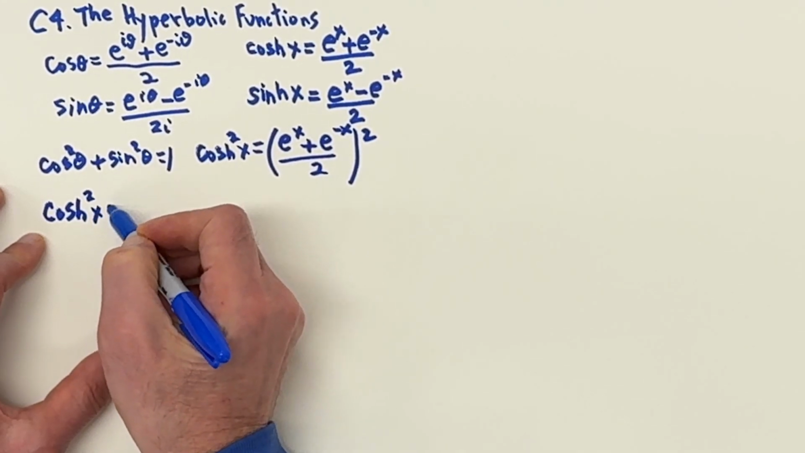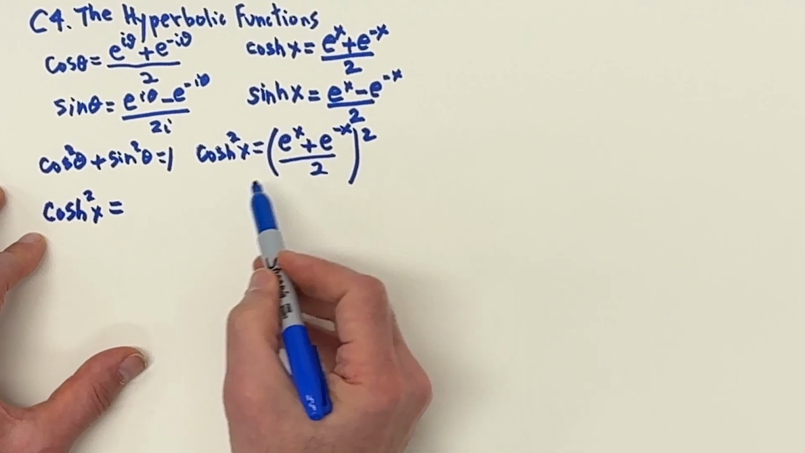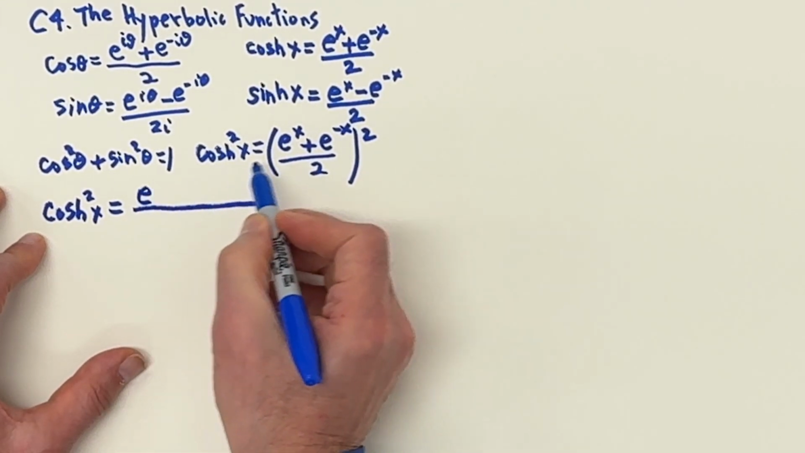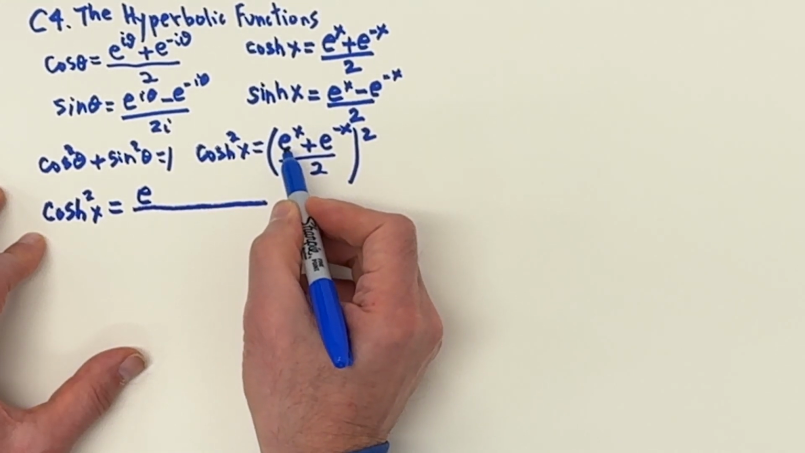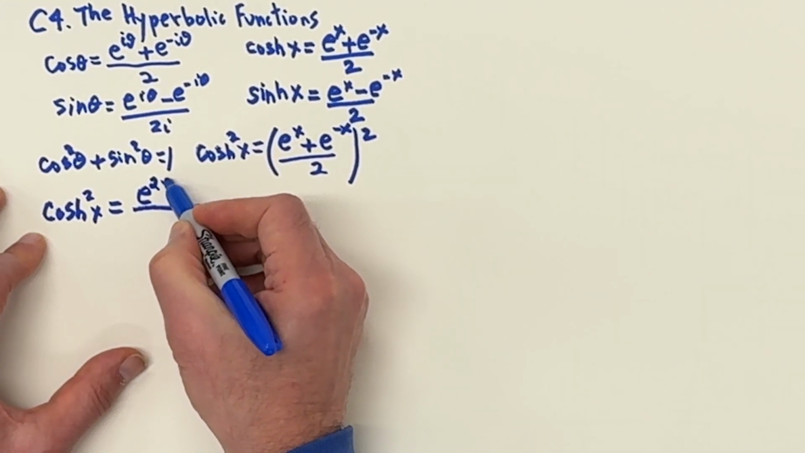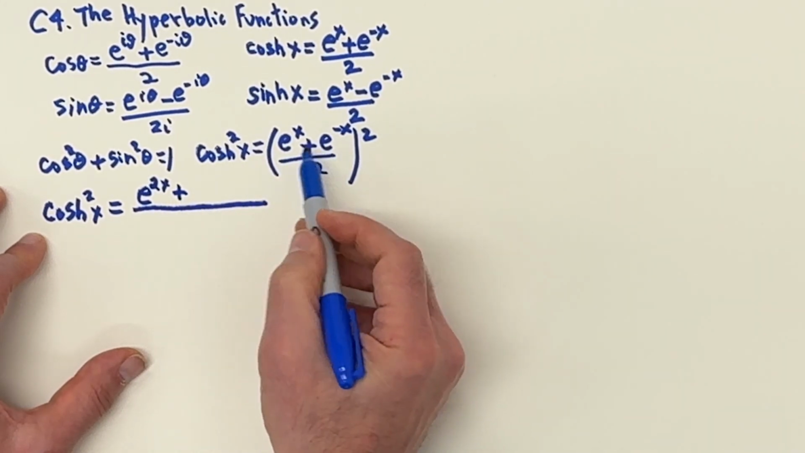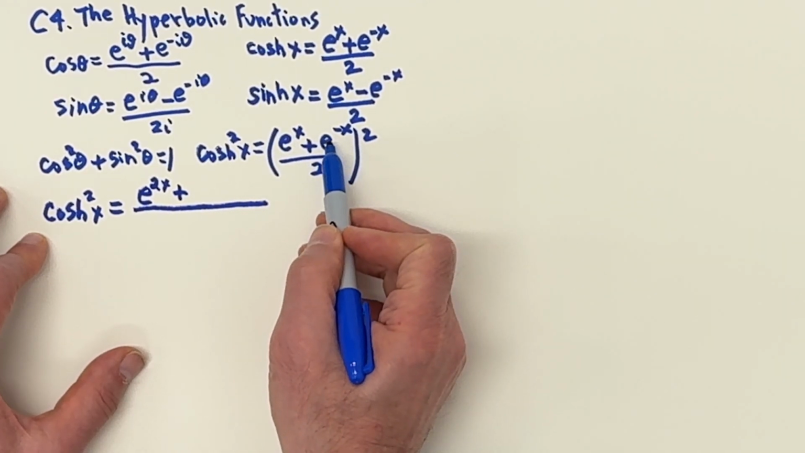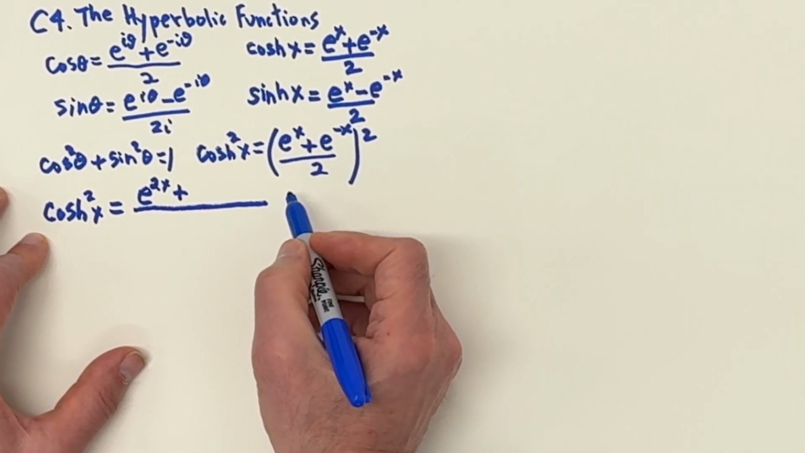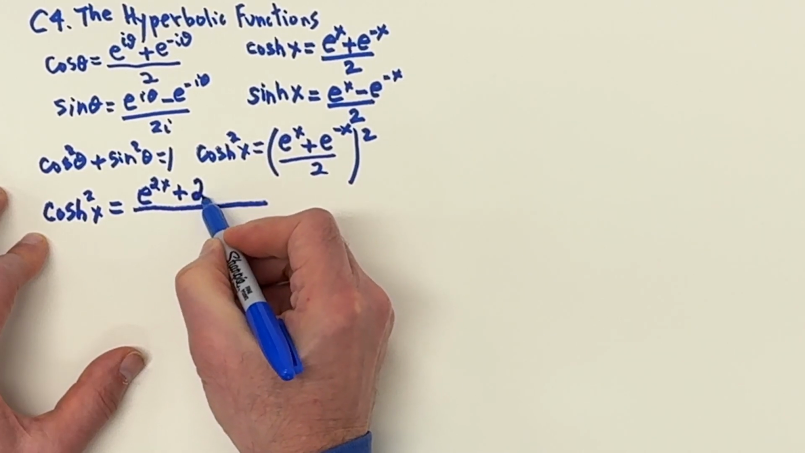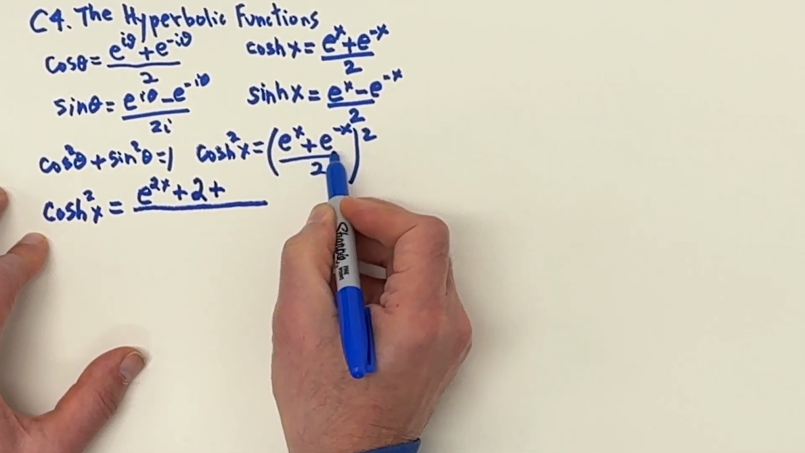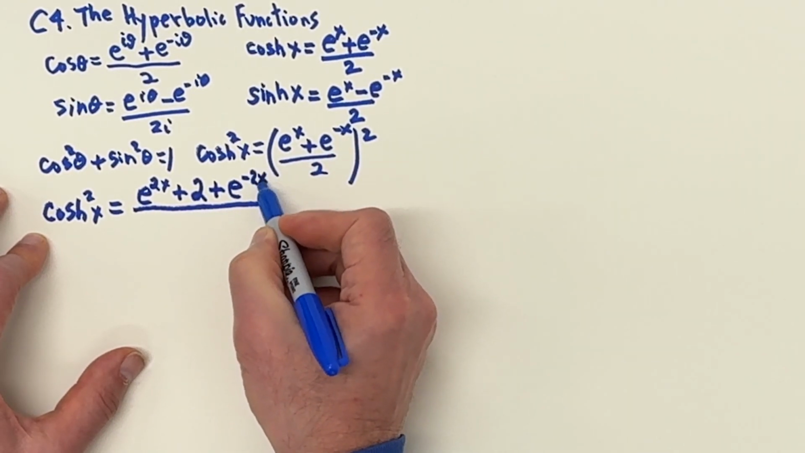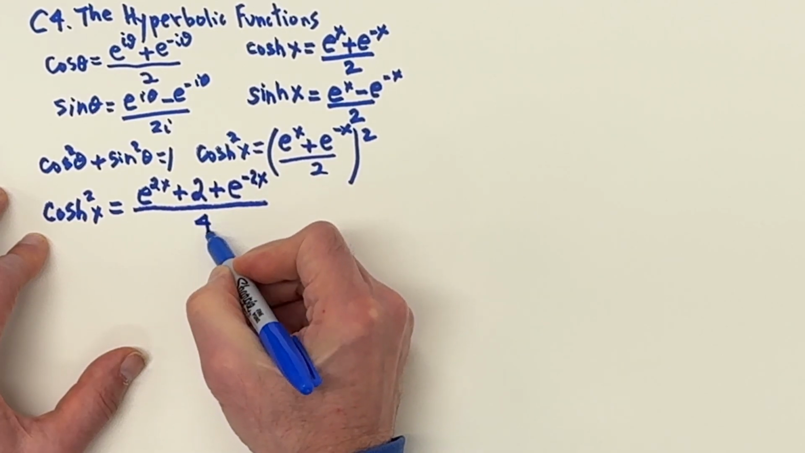The cosh squared of x is, we're going to have in the numerator e to the x times e to the x, in other words, e to the x squared. So that's e to the 2x. And then for the cross terms, we're going to have 2 times the product of these two. But e to the x times e to the minus x is equal to 1. And there's going to be 2 of them, so that's going to be 2. And then the last term here is e to the minus x squared. That's going to be e to the minus 2x. And that's going to be over 4, the 2 squared.